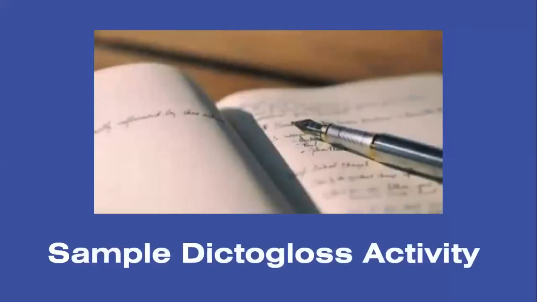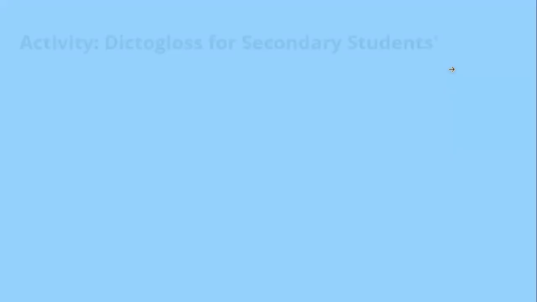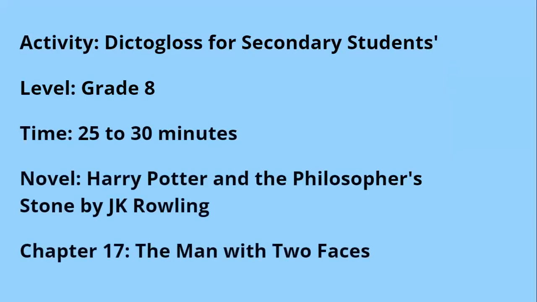Now, I'm going to share with you a sample Dictogloss activity which I had done with my students. And this was Dictogloss for secondary students, and the grade that I had worked with was class 8. And I had given them a time limit of 25 to 30 minutes. And the novel which I had used was Harry Potter and the Philosopher's Stone by J.K. Rowling. And it was chapter 17, that is The Man with Two Faces.